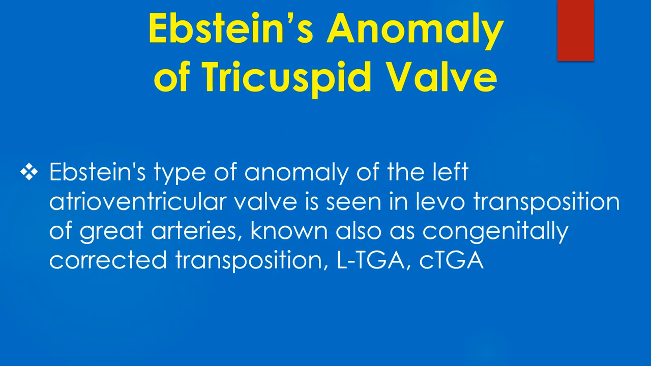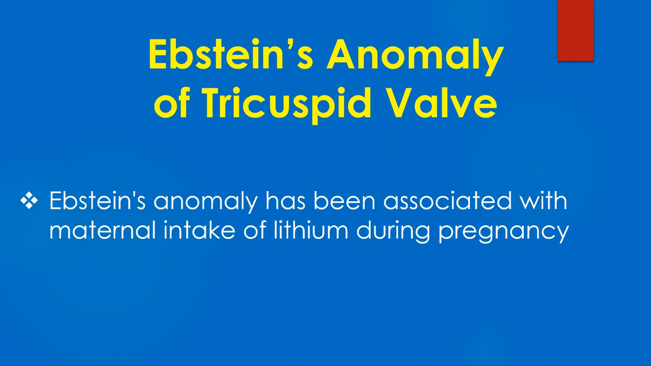Ebstein's type of anomaly of the left atrioventricular valve is seen in levotransposition of great arteries, known also as congenitally corrected transposition, LTGA and CTGA. Ebstein's anomaly has been associated with maternal intake of lithium during pregnancy.